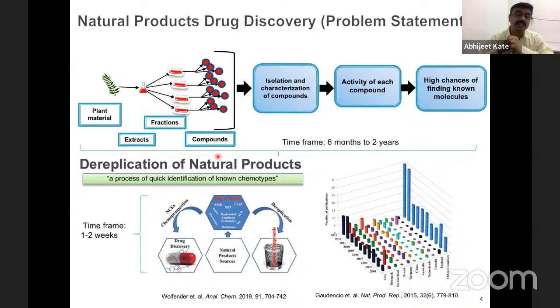Now that process is what scientists have used in natural product research, and the term coined for it is de-replication. We don't want to replicate the work that another person has already done, by using different tools. Though the name is de-replication, there are different approaches within that strategy which can be followed. Basically, it is a process of quick identification of known compounds, of known chemotypes, which are already published.